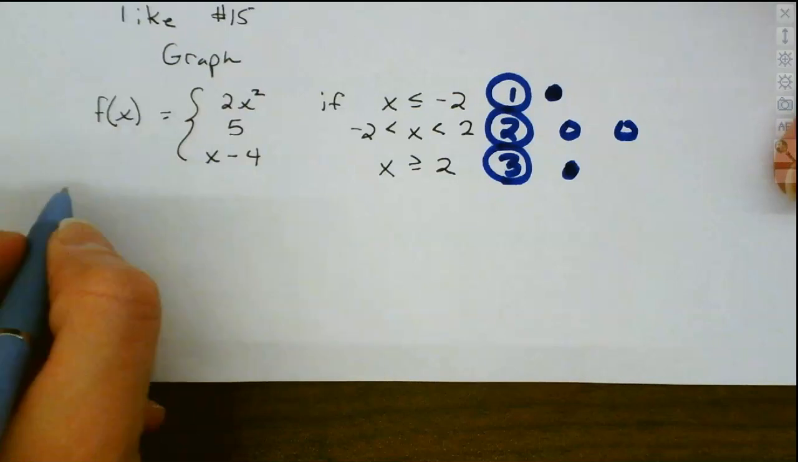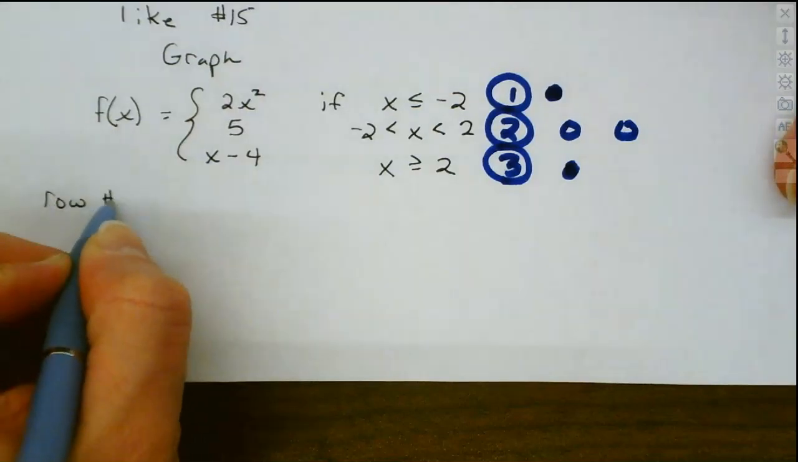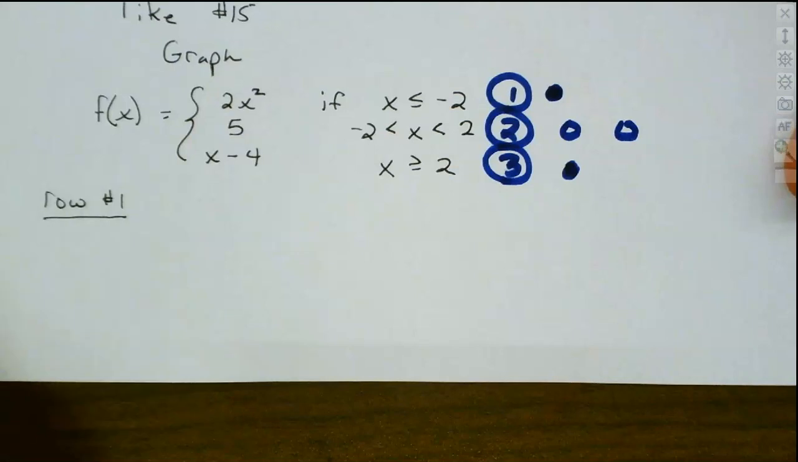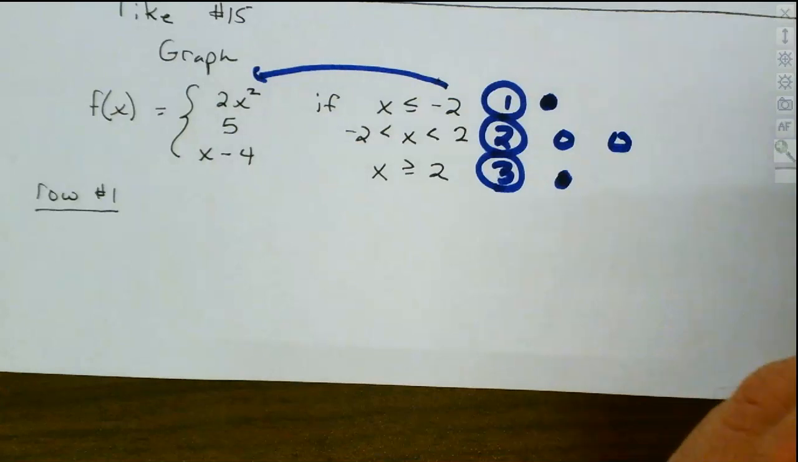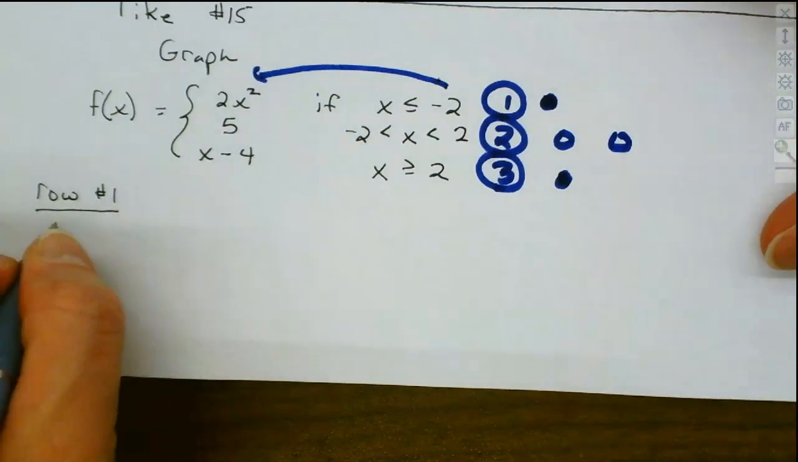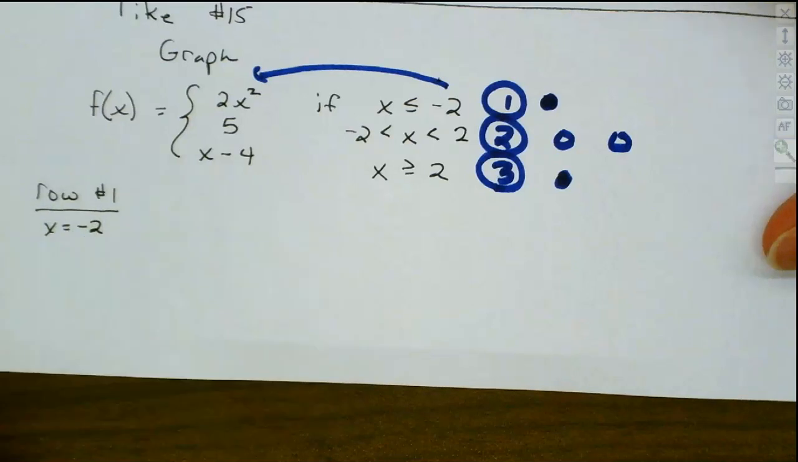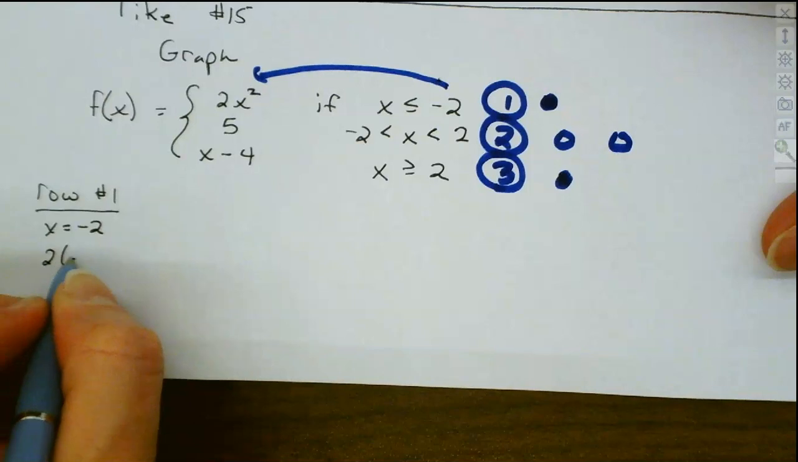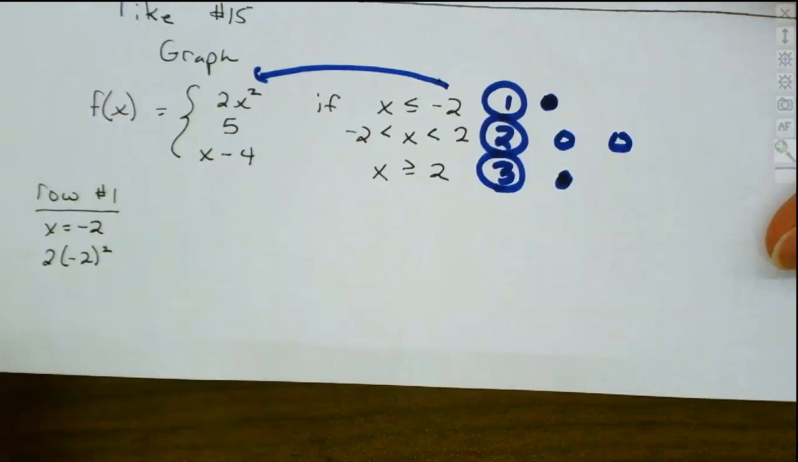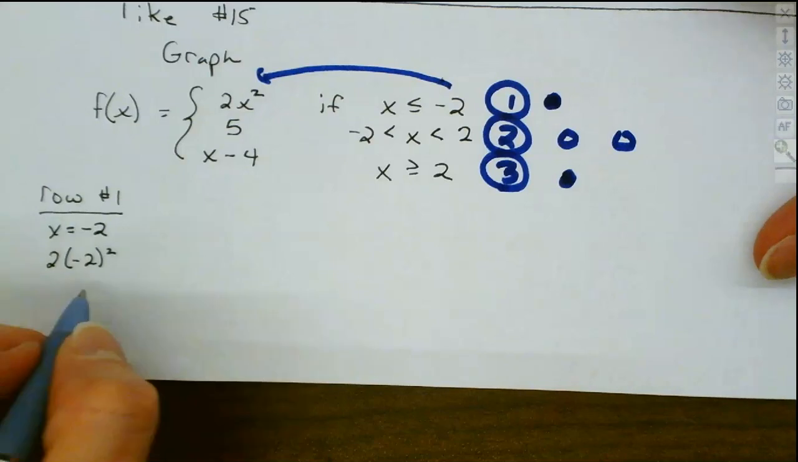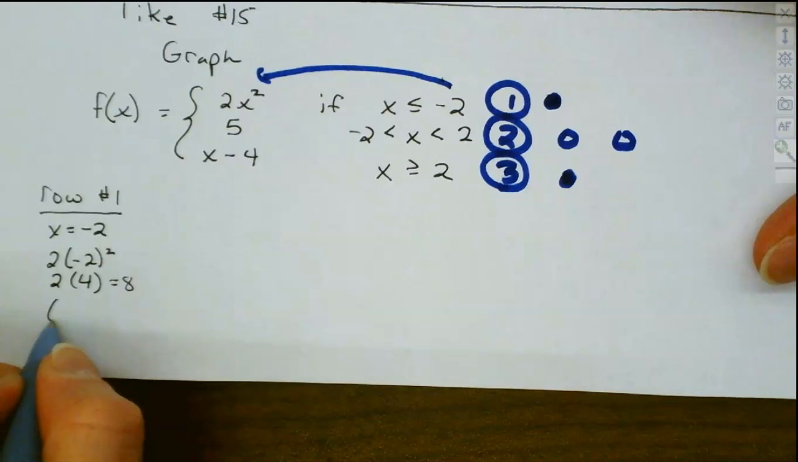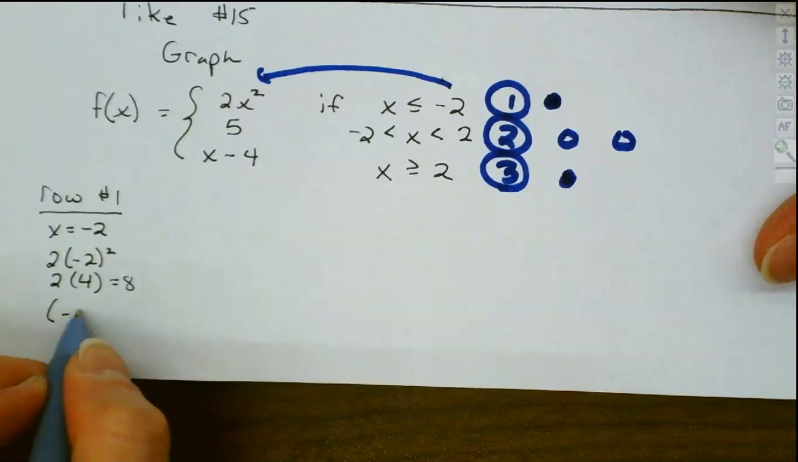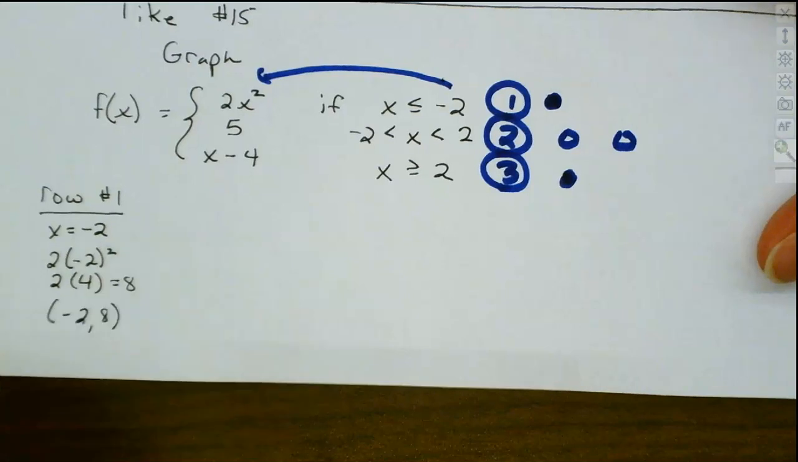So let's look at row number 1. Always, always begin by plugging your value in. So we plug in our value first. If I plug negative 2 into row number 1, what do I get? If I plug a negative 2 in, then I get 2 times a negative 2 squared. Watch your order of operations. Negative 2 squared is positive 4. Times that by 2, that makes it an 8. So my first point is (-2, 8).